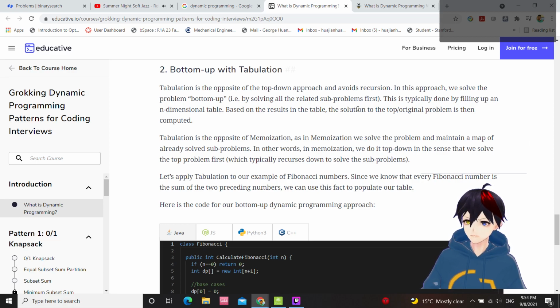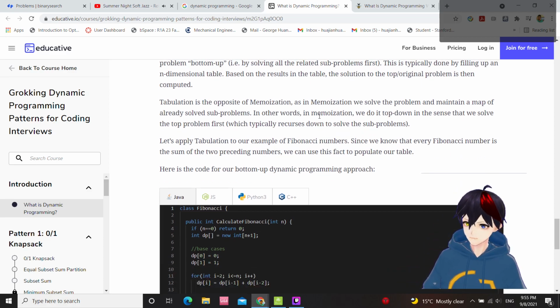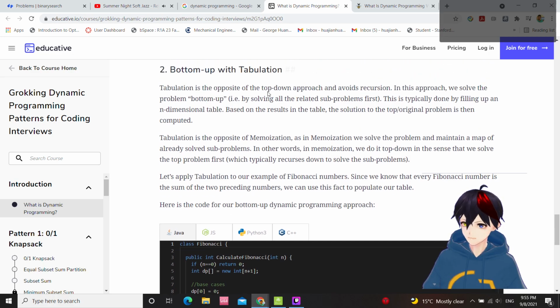Solve the smaller problems first, by filling the output table. Based on the table, the solution to the original problem is then computed. It solves all the problems, making a map of the problems.